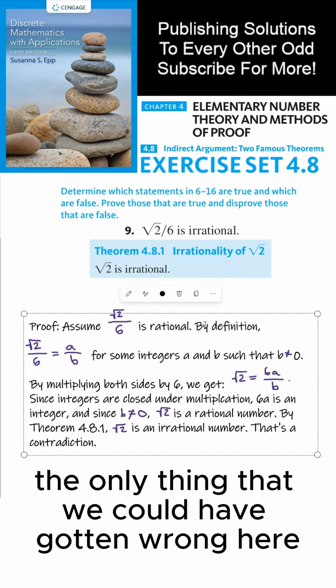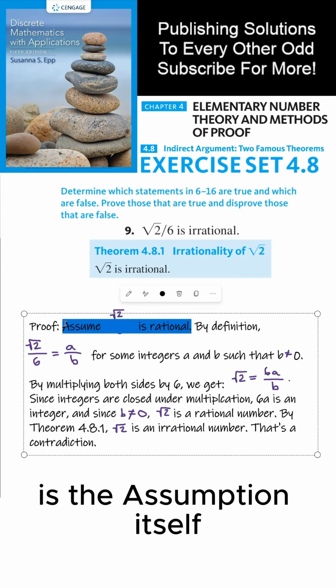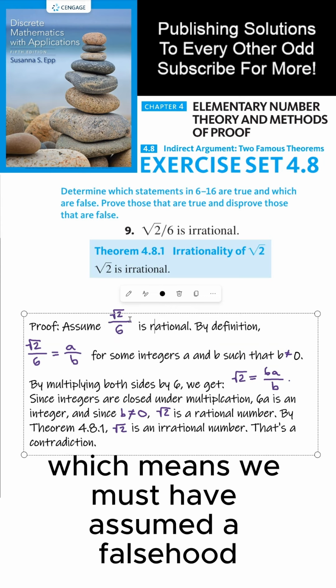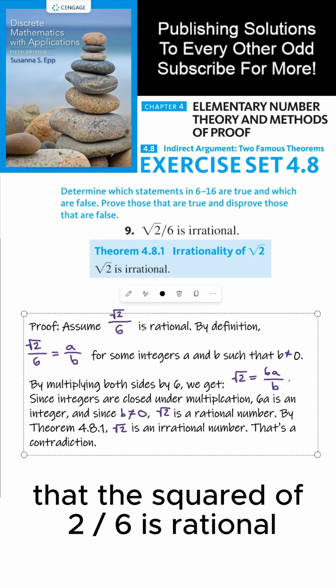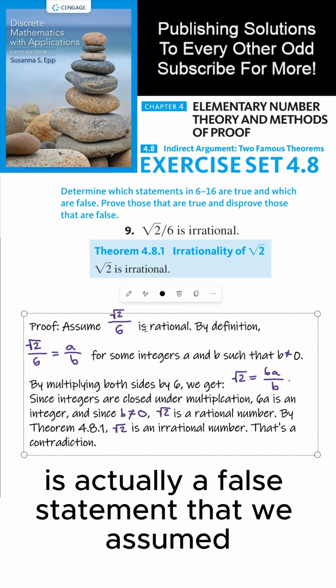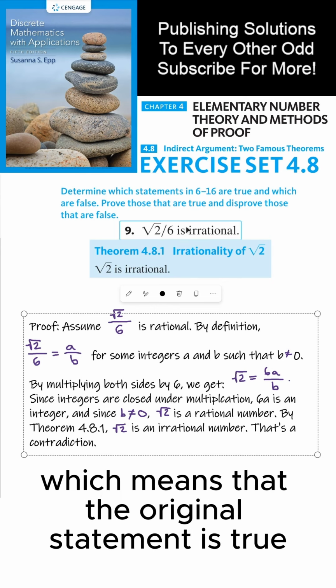The only thing that we could have gotten wrong here is the assumption itself, which means we must have assumed a falsehood, which means that this statement here is actually false. That the square root of 2 divided by 6 is rational is actually a false statement that we assumed, which means that the original statement is true. And so that means number 9 is true.